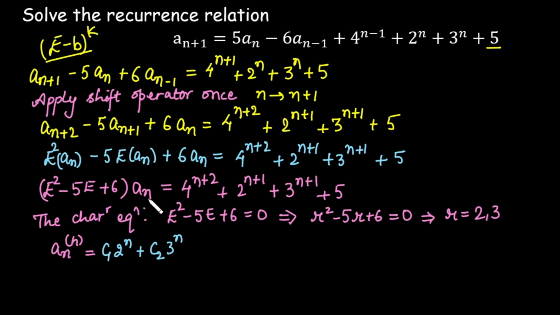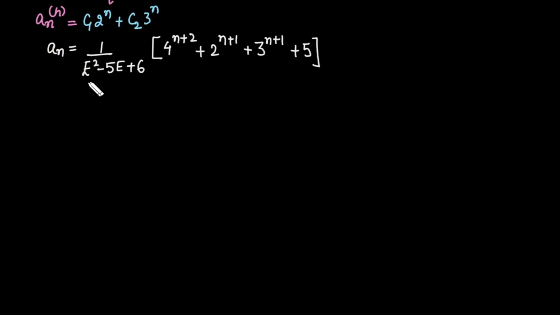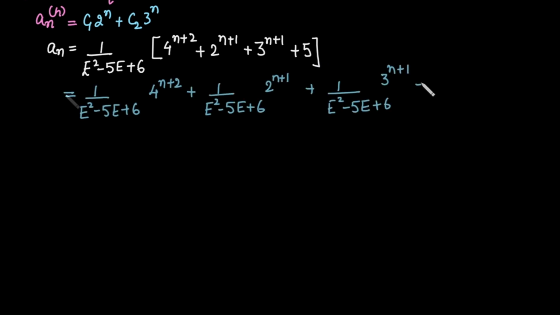For that we can write an is equal to 1 upon E square minus 5E plus 6 into 4 raised to power n plus 2 plus 2 raised to power n plus 1 plus 3 raised to power n plus 1 plus 5. After this, we need to multiply this operator with each and every term. Plus, we also need to distribute this operator with this constant.